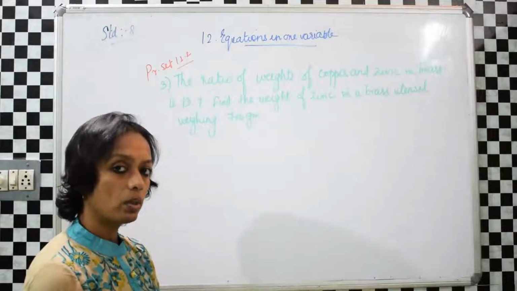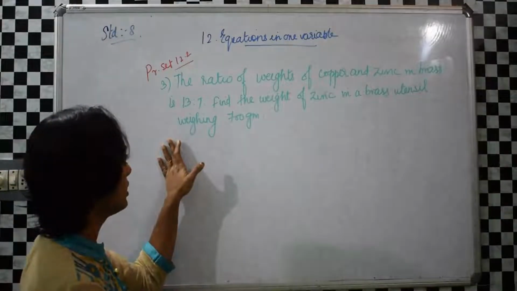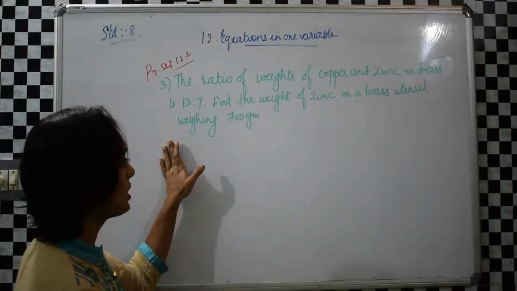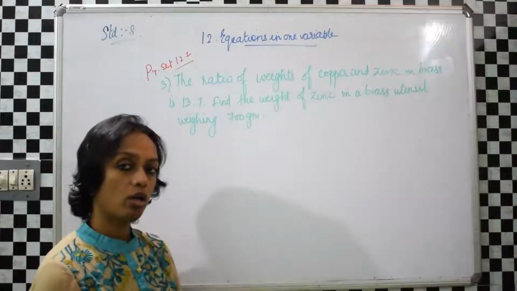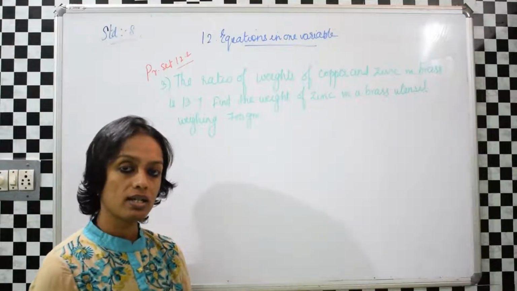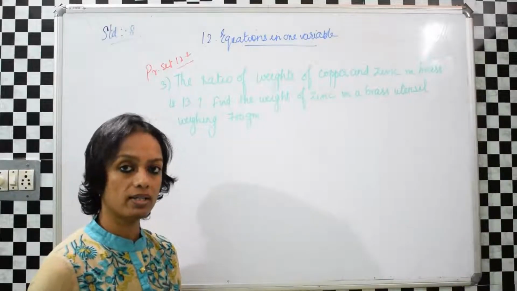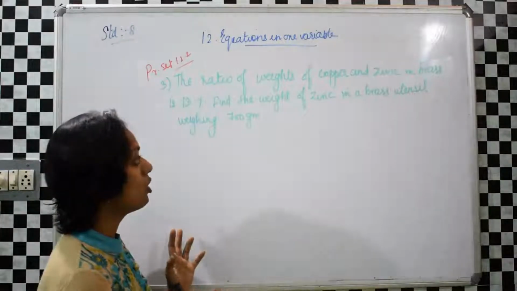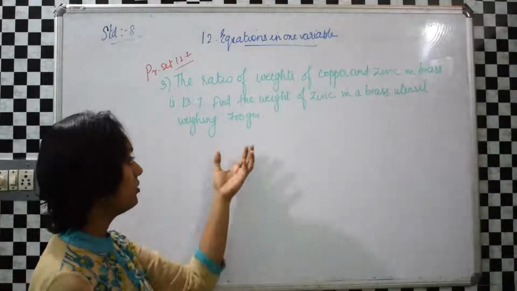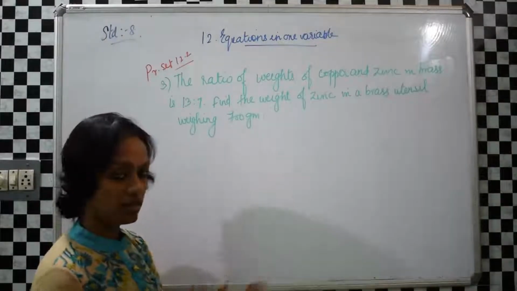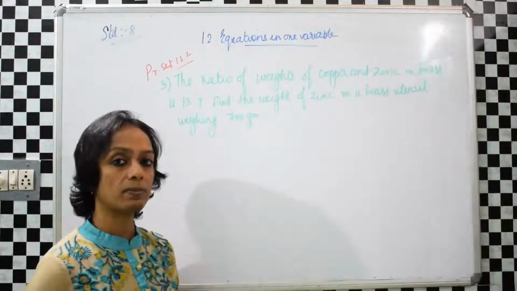Now let us go to the third question. The ratio of weights of copper and zinc in brass is 13:7. Find the weight of zinc in a brass utensil weighing 700 gram. Now brass is an alloy of copper and zinc. Since it's an alloy, the ratio keeps changing depending upon how much quantity you are mixing. In this case, the ratio of copper and zinc is 13:7. You are given a brass vessel which weighs 700 grams. In that brass vessel, you are asked to find out how many grams of zinc is present.